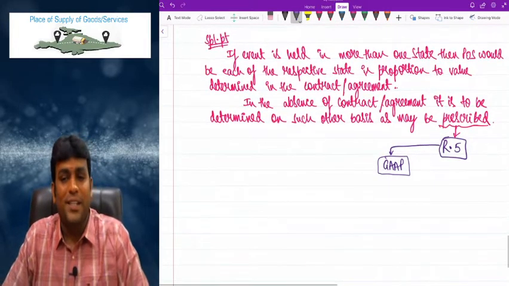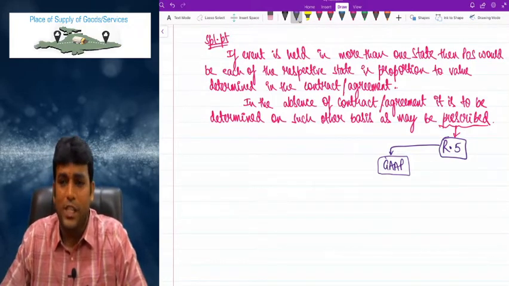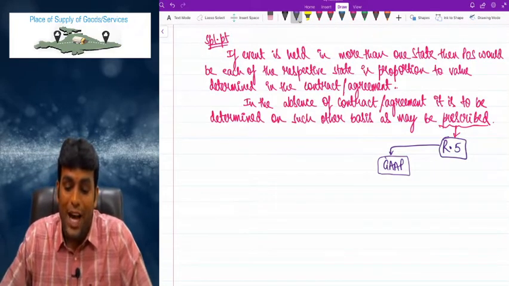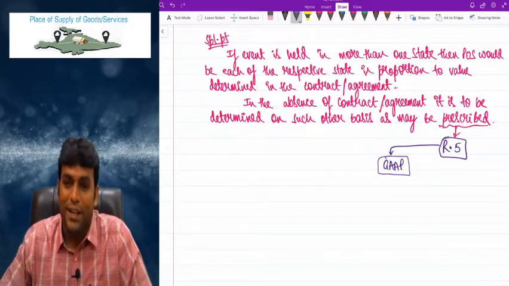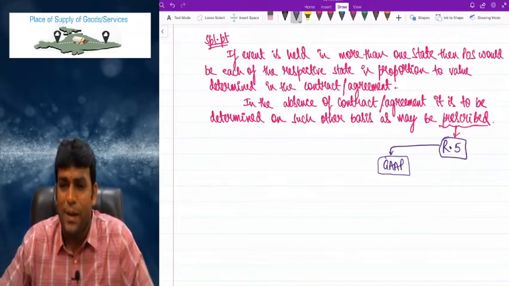So this point says what, sir? If the event is held in more than one state, then POS would be each of the respective states in proportion to the value determined in the contract or agreement. And the next line, in the absence of contract or agreement, it is to be determined on such other basis as may be prescribed.